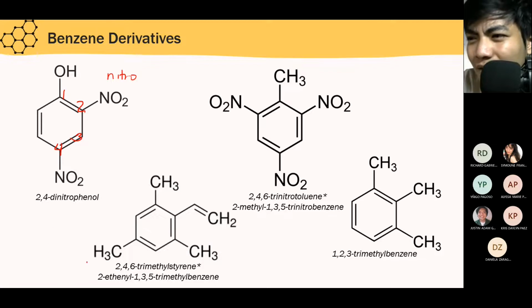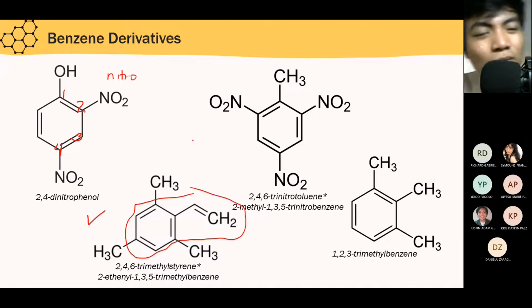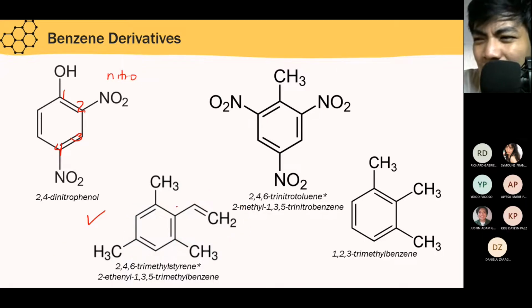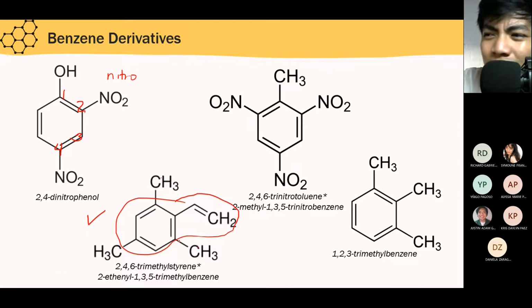Ito, paano to? Ito nasa baba. Ala sir, paano yan? May toluene ako. Tapos meron akong styrene. Sino yung common name ko? Sabi ko nga kanina, pag may methyl, medyo mababang priority yan. Okay? So you will not use the toluene as your parent name. You will instead use the styrene. Ito yung papangalanan mo. This will be styrene. And then ito, that will be trimethyl. So that's why the name is 2,4,6-trimethyl styrene. Okay? Ayun, ganun lang. So again, yung CH3 that is lower in priority.